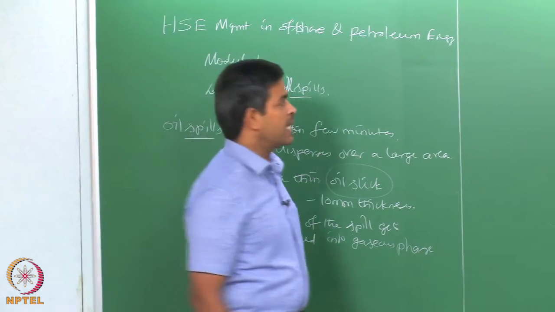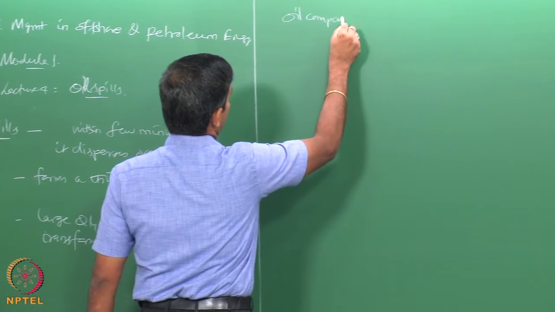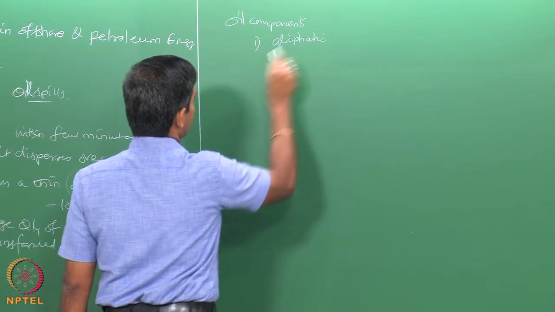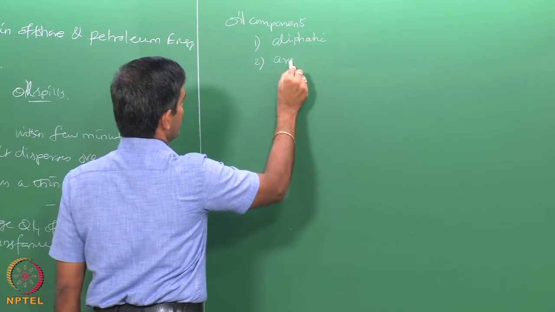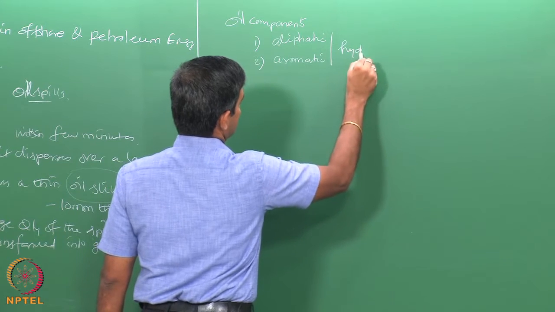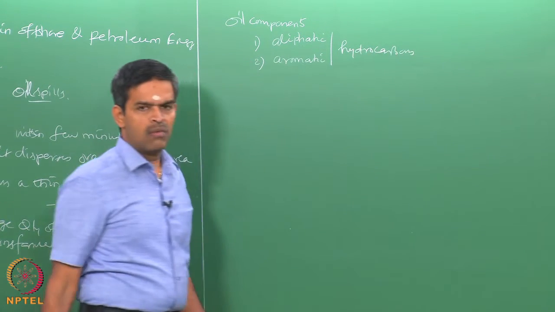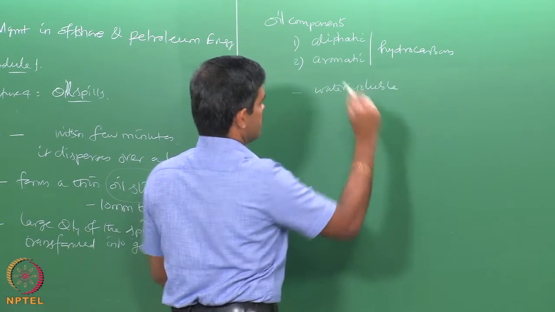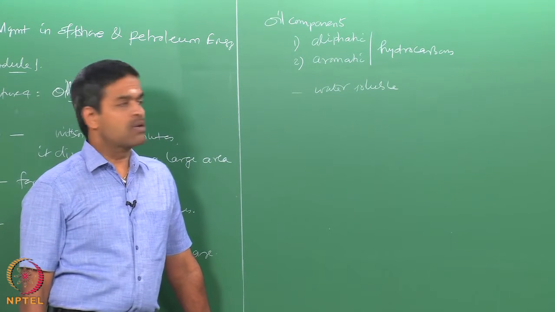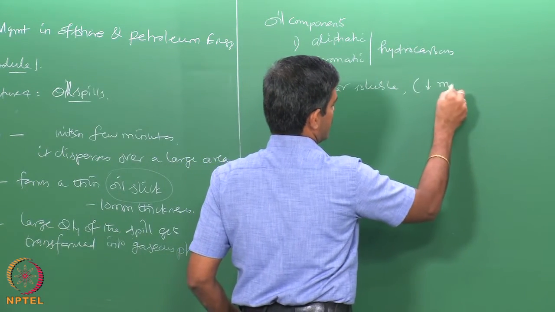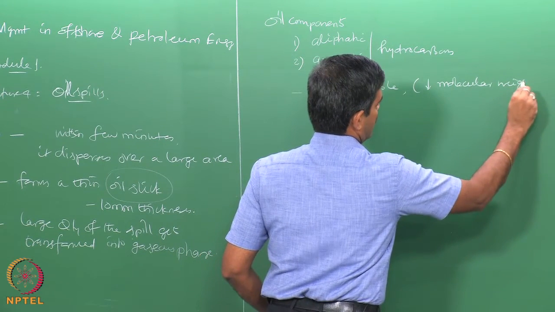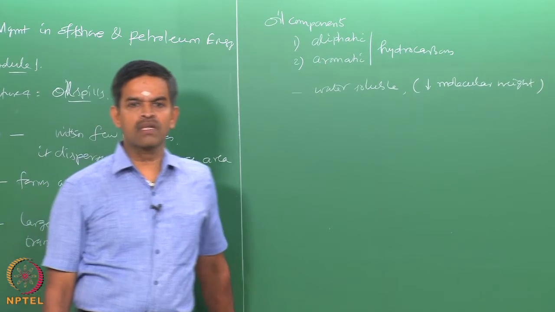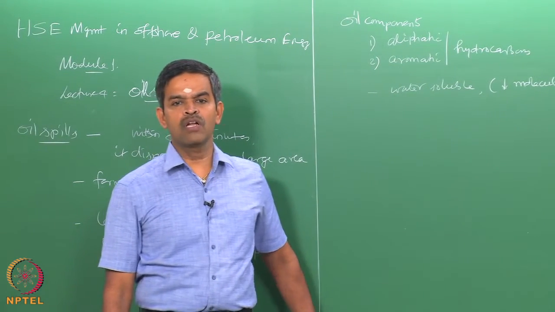Most of the oil components, which are actually aliphatic and aromatic hydrocarbons, which are the most commonly present oil components, are water soluble to a certain degree, because they have a very low molecular weight. The hydrodynamic and physiochemical conditions influence the rate of dissolution of oil in surface waters.